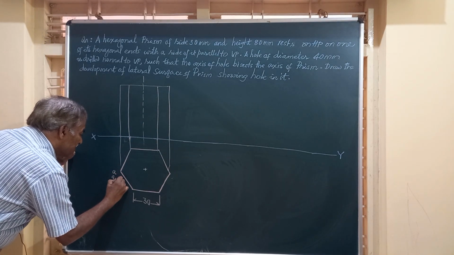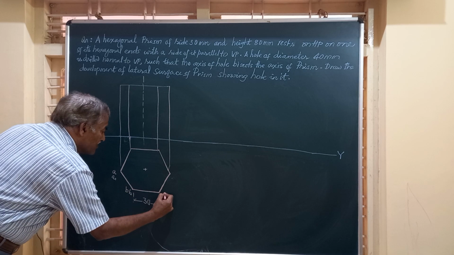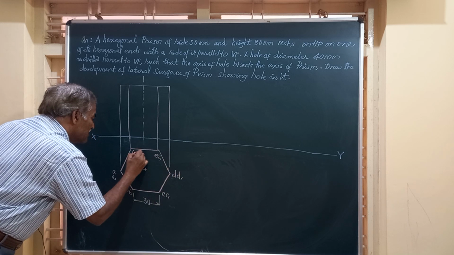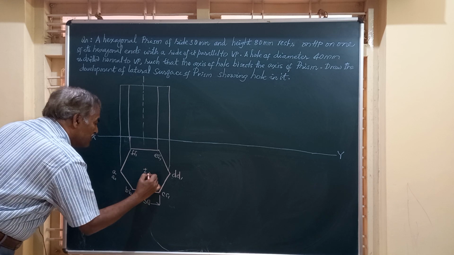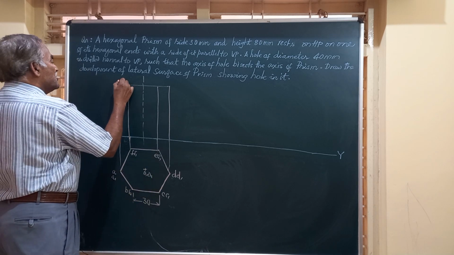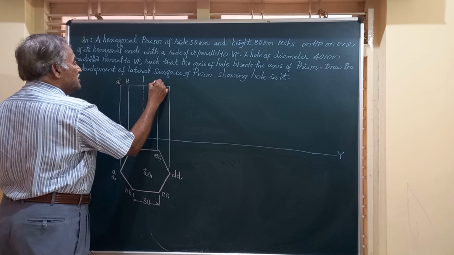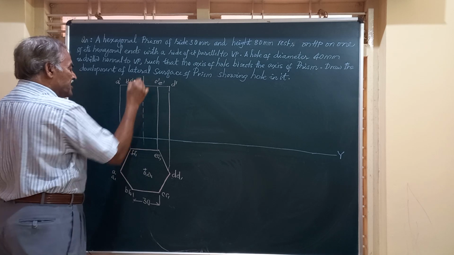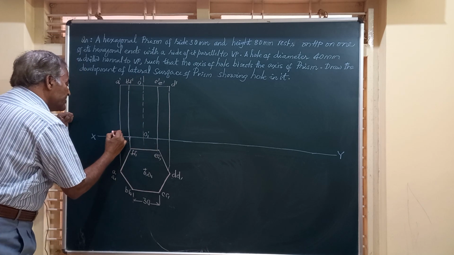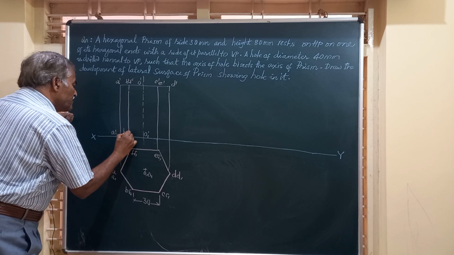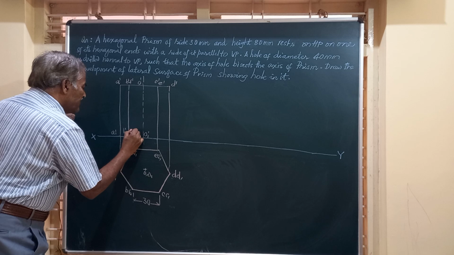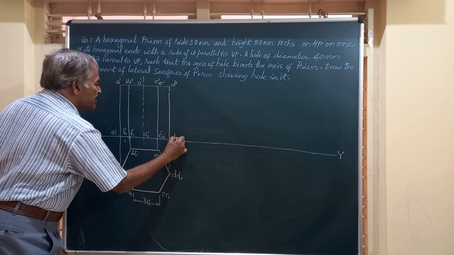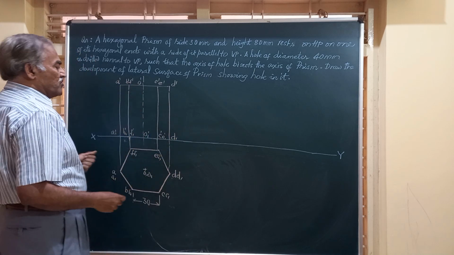This is AA1, BB1, CC1, DD1, EE1, FF1. This is O, O1, and here you have got A dash, B dash, C dash, D dash, E dash, F dash. This is O dash and O1 dash. Similarly, for the bottom, we have A1 dash, B1 dash, F1 dash, C1 dash, E1 dash, and this is D1 dash. This is the axis O dash, O1 dash.